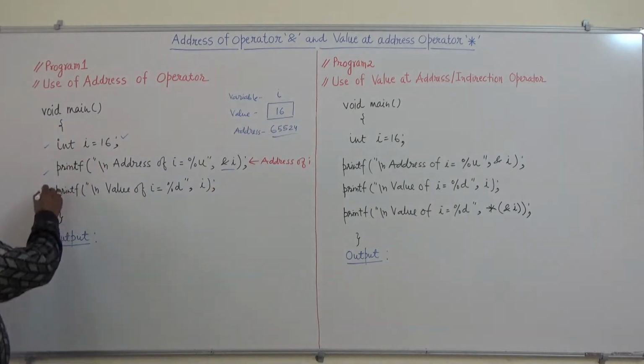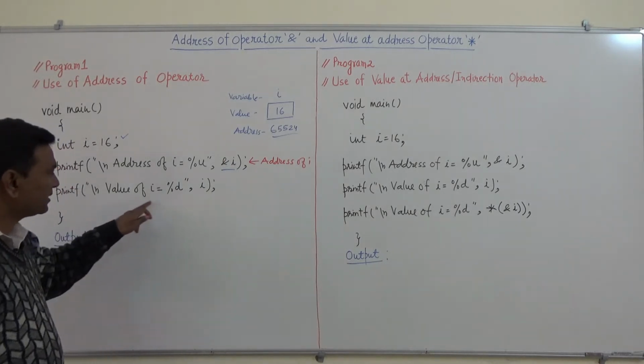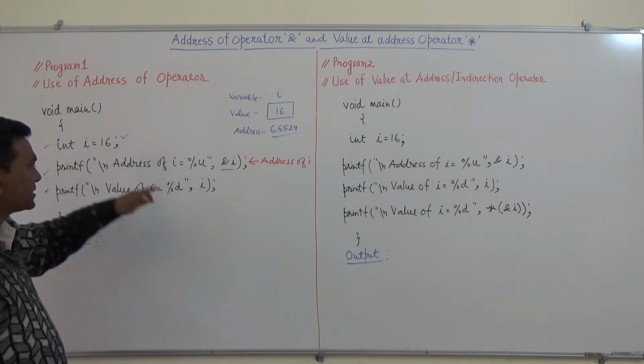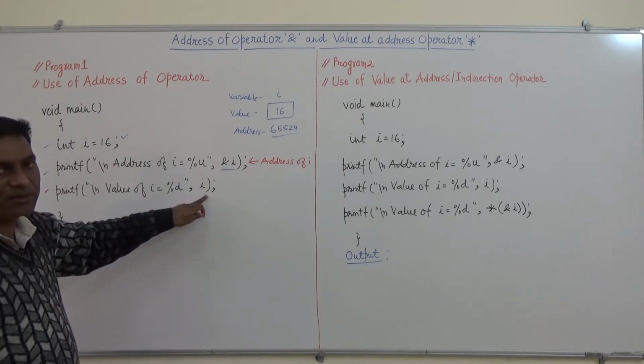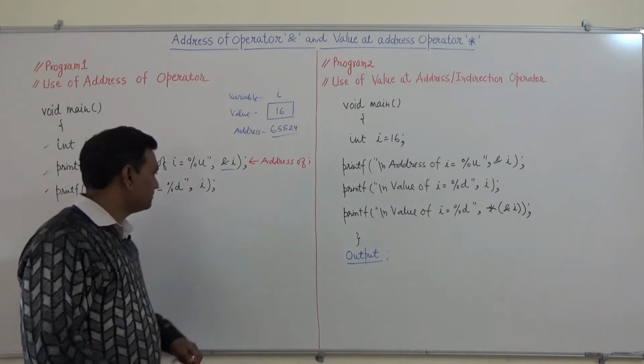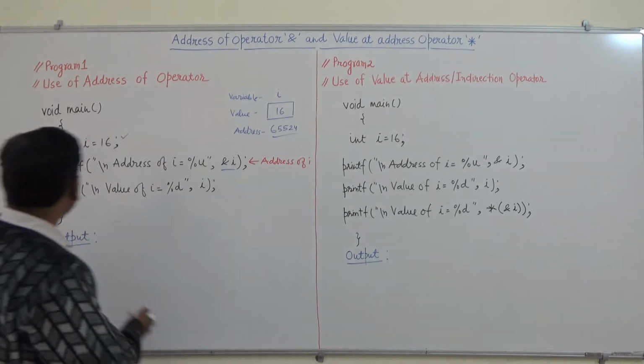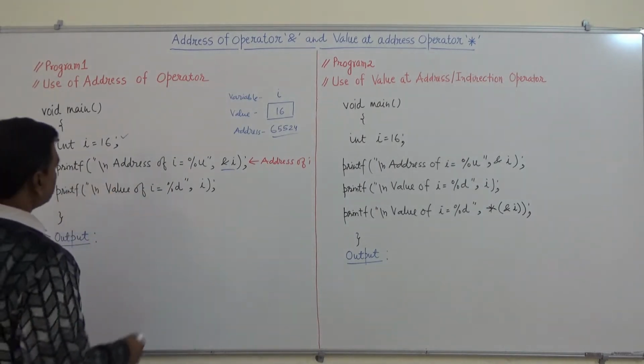Then we come to the next statement. This is the value of I. We are simply printing the value of I and the value of I is 16. So there is no confusion. This is a very basic thing that we normally do in C programming or other programming. So it will simply print 16.